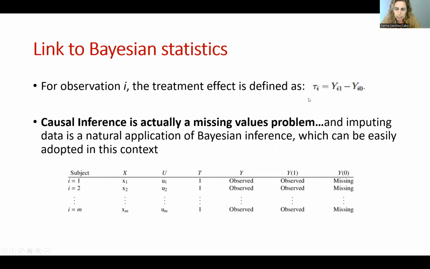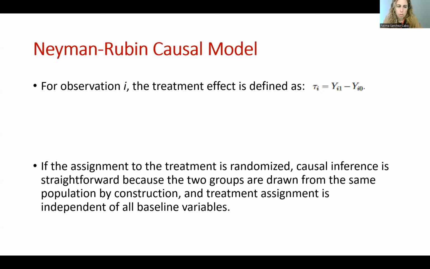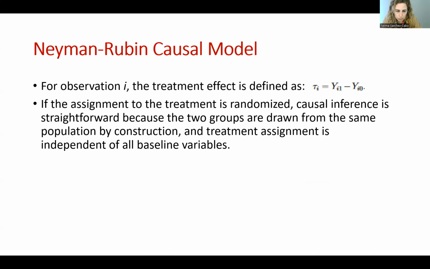What we are trying to estimate in any case is, for each one of the individuals, the treatment effect, which can be defined as the difference between the outcome in the treated situation, in this case if the person takes alcohol, minus the outcome in the non-treated situation, in this case when the person is not taking alcohol. So if the assignment to the treatment was completely random, that would be straightforward.